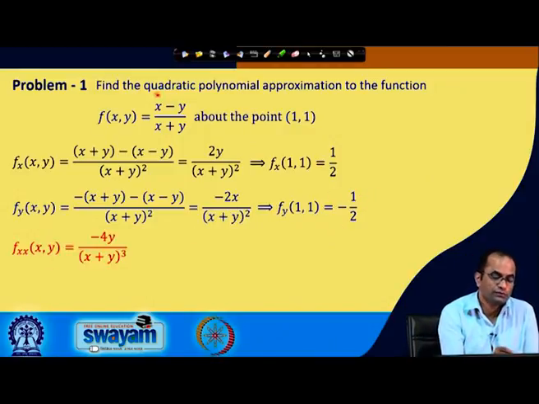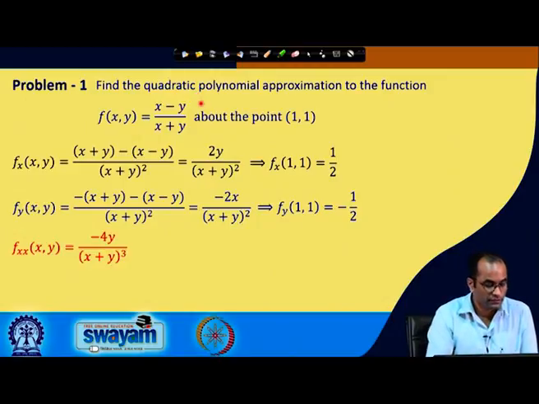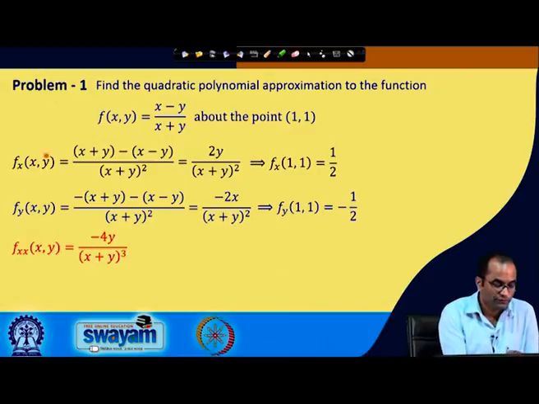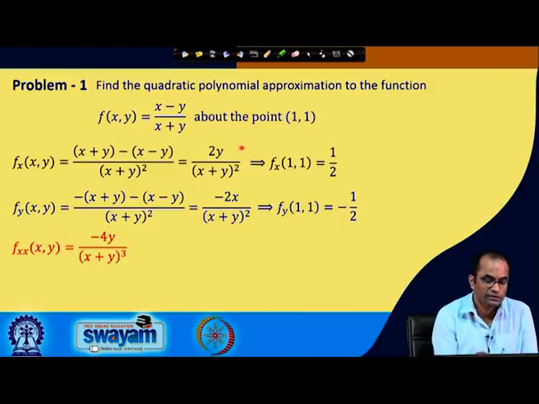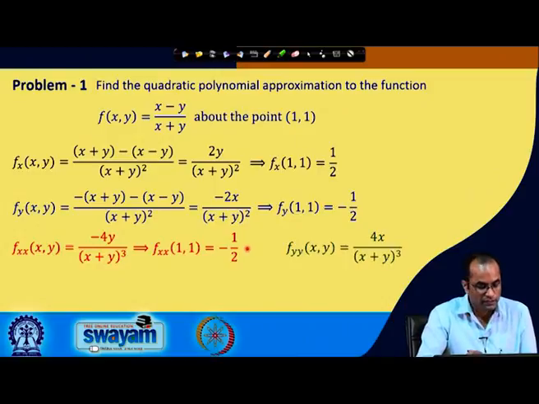Similarly, for the quadratic term we need to go to the second order term. So, f_xx. We have to take the derivative again with respect to x here, treating y as constant. So, the 2y will be treated as constant. So, we have 1 over (x plus y) whole square, and when we take the derivative with respect to x, this will be minus 2 over (x plus y) cube. So, minus 2 and this 2y will become minus 4 over (x plus y) power 3, and again at this point (1, 1) this will become minus half.